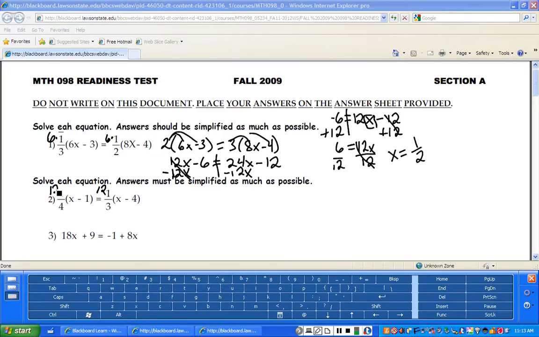Alright, so 12 times 1 is 12, divided by 4 gives us a 3. 12 times 1 is 12, divided by the 3 gives us a 4. So now this problem looks like this.